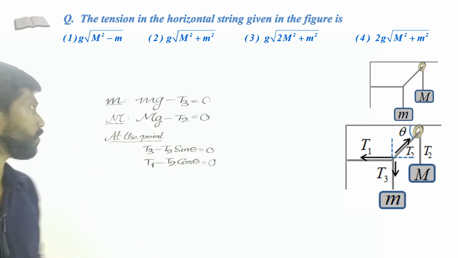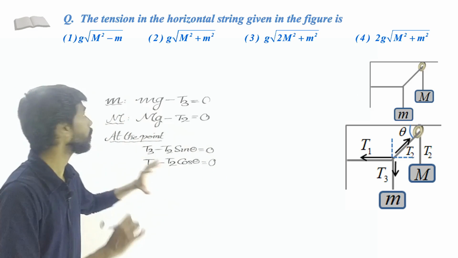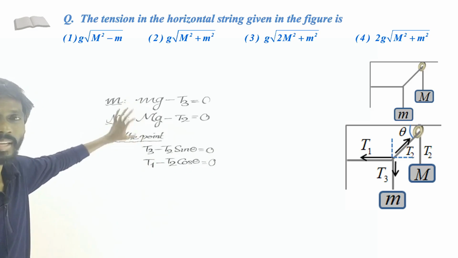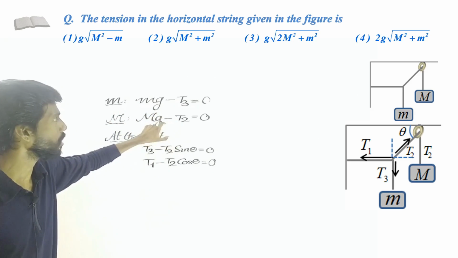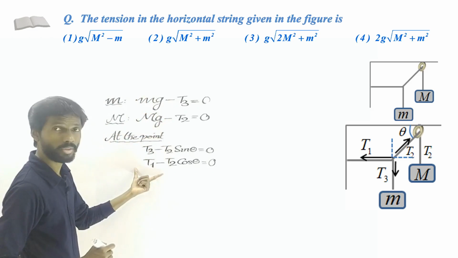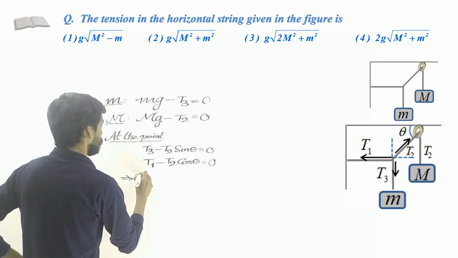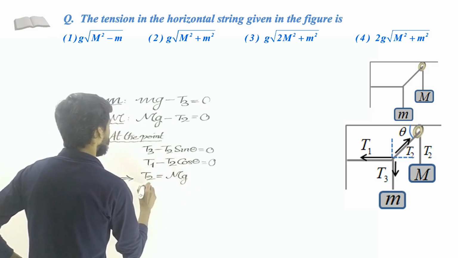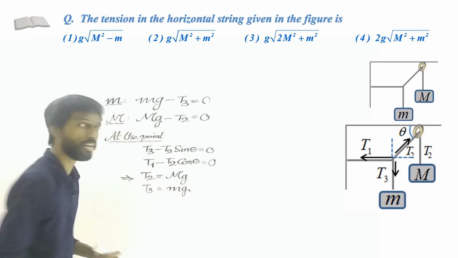So these are the equations we have to solve to get the values of T1, T2, T3. We have to eliminate theta and get the answer in terms of small m and capital M only. We already got the values of T2 and T3. T2 is Mg, T3 is small mg, so we can use these to get our required answer. Now T1 we have to find.